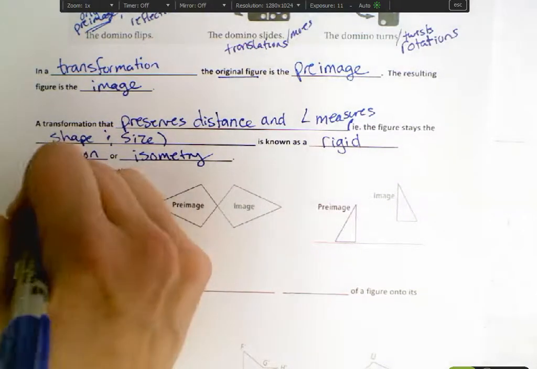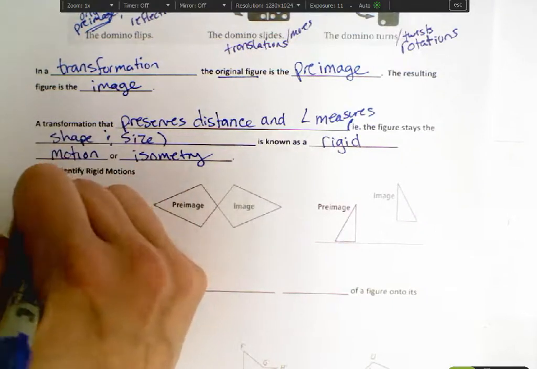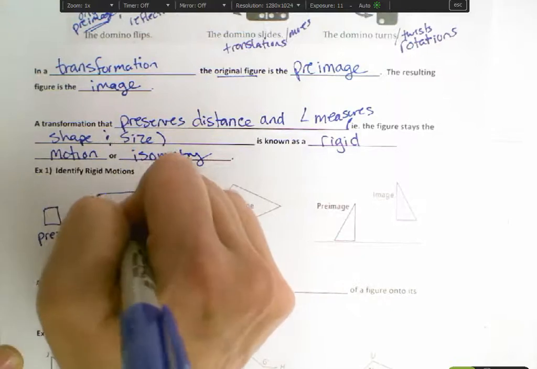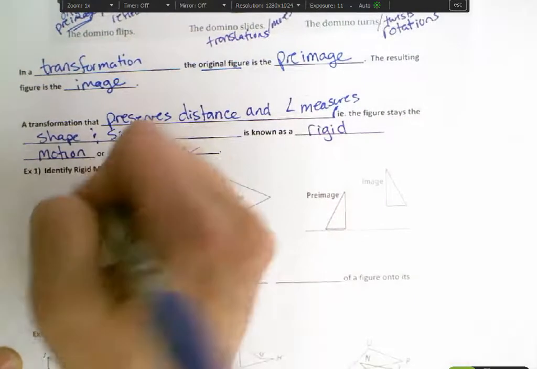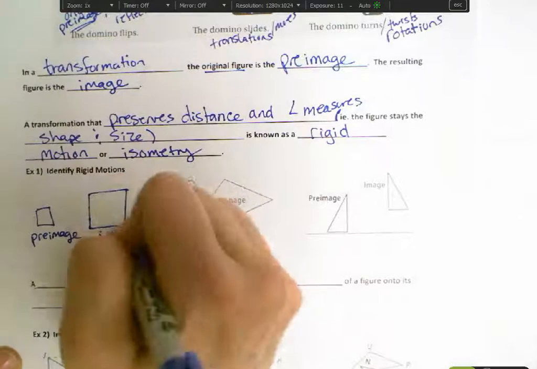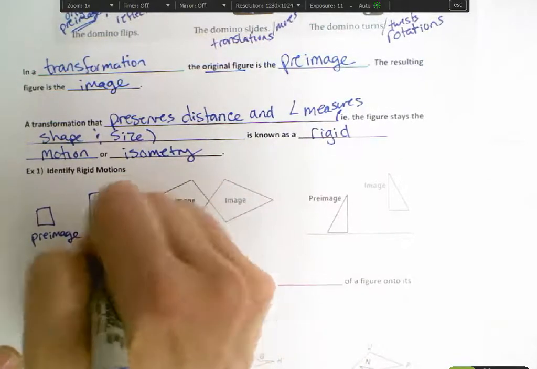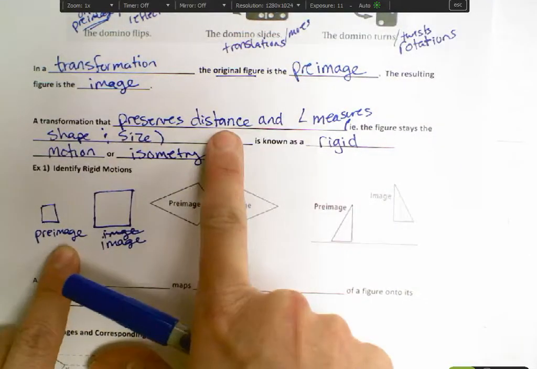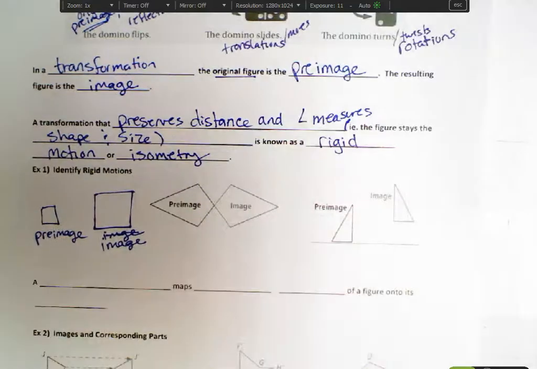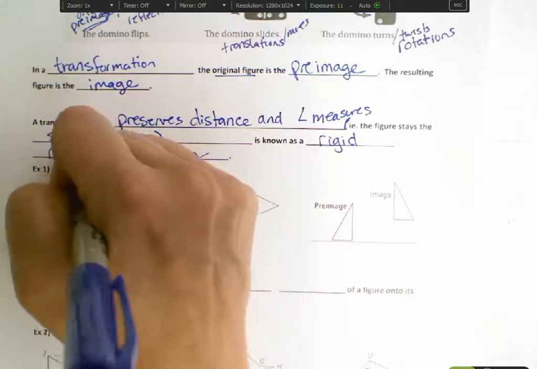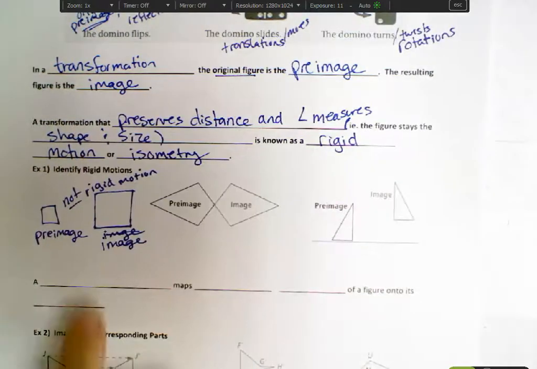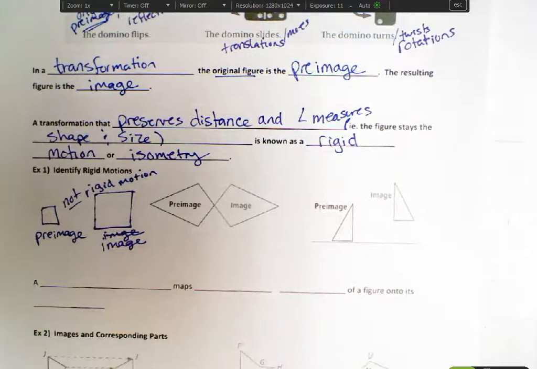So if I start with a pre-image that is a box, this is my pre-image, so it was my original, and I transformed it or changed it into the image, I want to know, is this a rigid motion? Did I preserve the distance between each of the points and the angle measures? So clearly not rigid motion, because I changed the distance between this point and this point became a much longer distance.